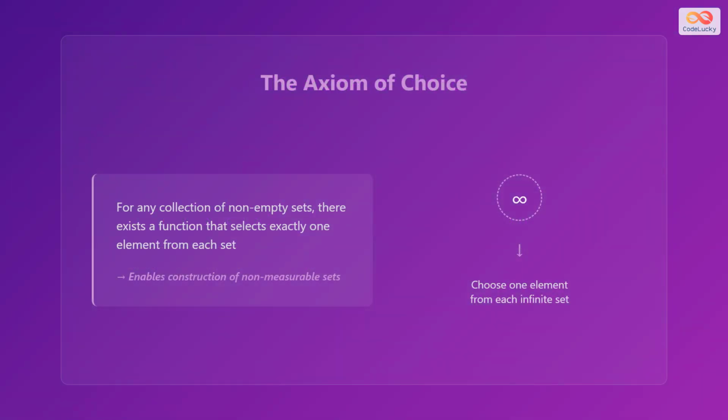Let's delve deeper into the axiom of choice. It states that for any collection of non-empty sets, there exists a function that selects exactly one element from each set. This seemingly simple axiom has a profound consequence. It enables the construction of non-measurable sets. A non-measurable set is a set for which it's impossible to assign a size.